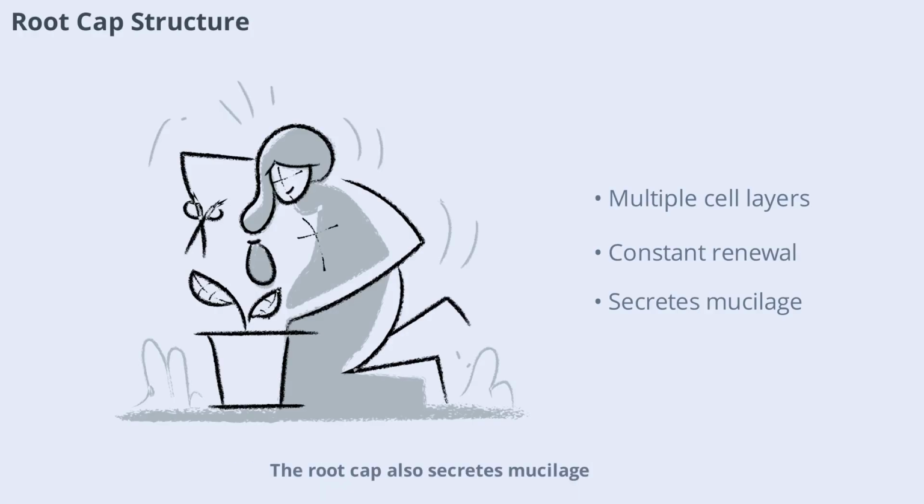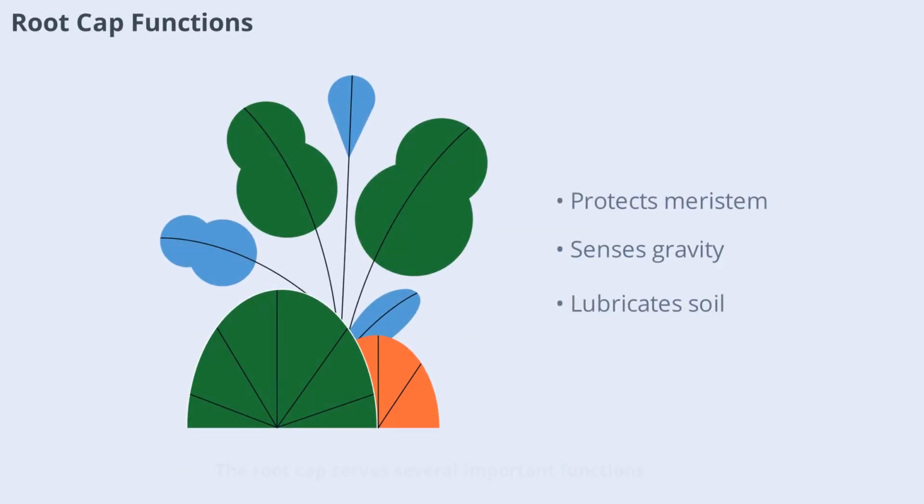The root cap also secretes mucilage, a slippery substance that eases the root's passage through the soil. These features make the root cap an essential part of root development. Root cap serves several important functions. It protects the meristematic cells at the root tip from mechanical injury as the root pushes through the soil.